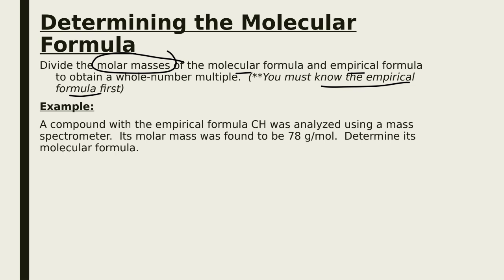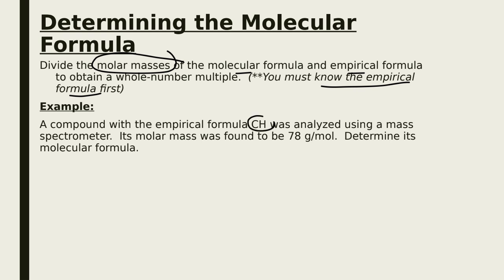It says a compound with the empirical formula CH was analyzed using a mass spectrometer. This is where the mass spectrometer will tell us the elements present and then the weight of each of those elements compared to themselves. It determined that the actual molar mass of the compound was 78 grams per mole. So determine its molecular formula.